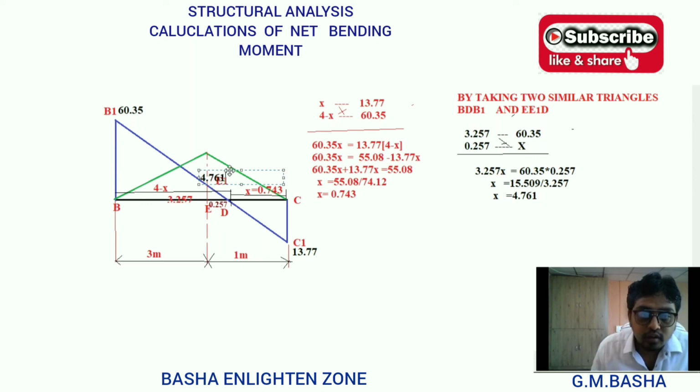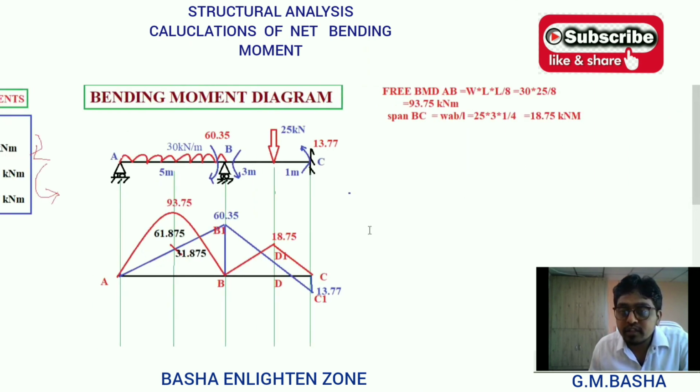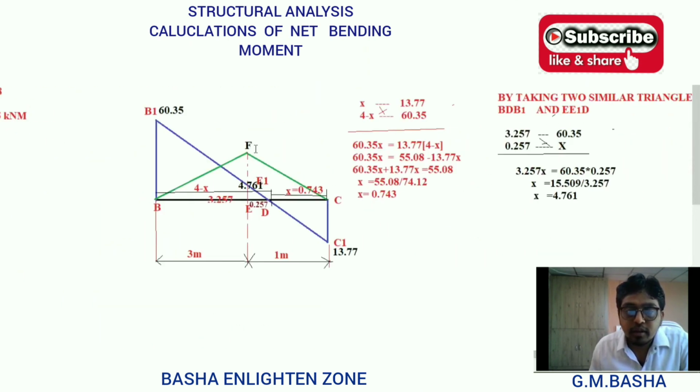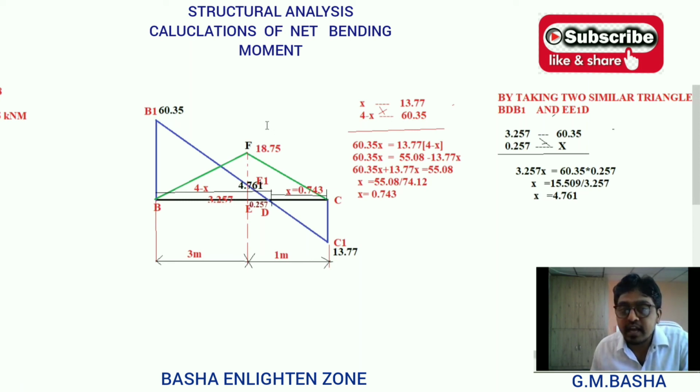So see here, I am writing exactly here 4.761. And you people know what is the ordinate of this point. Take that one as F. And you know from E1 to F, so total E to F, what is the ordinate point? You will obtain that one will be WAB by L, which is 18.75. So your ordinate point will be 18.75.